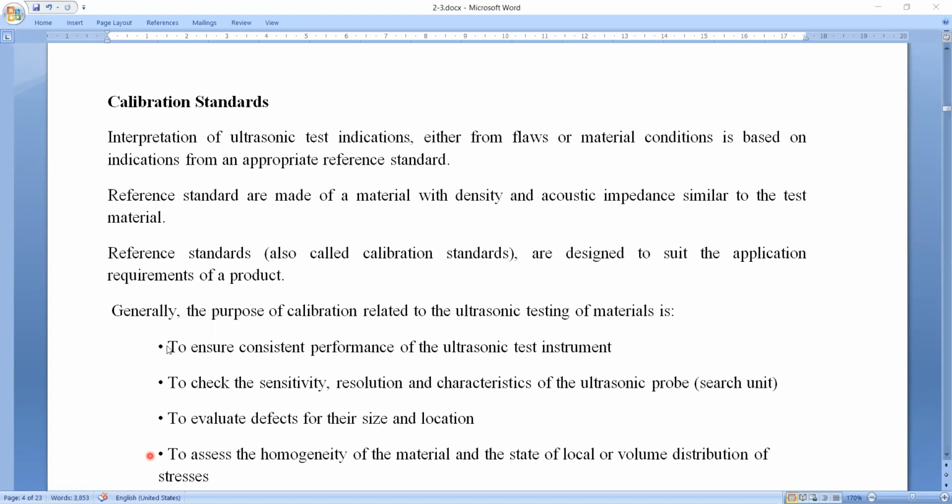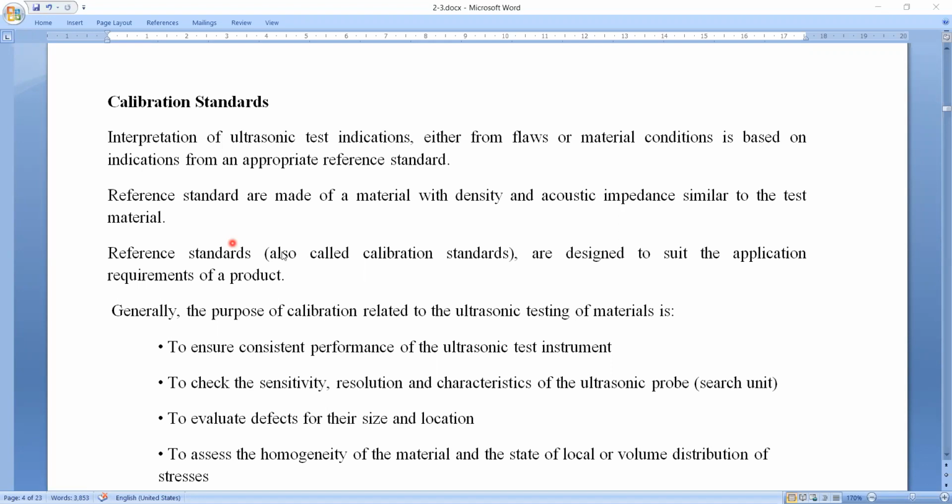Now, what are the different references? We have different reference standard components. Reference standards are made of the same material, with the same density and the same acoustic impedance, as the test material. Suppose you are testing mild steel; then our reference standard is also made of steel. Acoustic impedance means the resistance offered against sound waves, and that should be similar in the reference and the testing materials. We have to select similar materials for reference when testing a particular material.